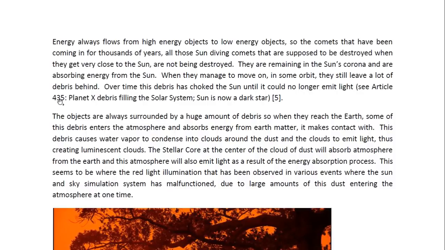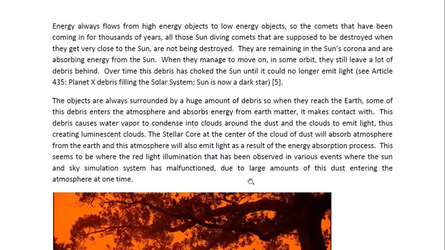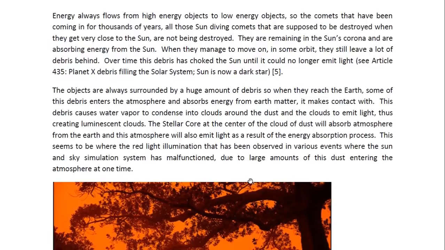And you may look at article 435, entitled Planet X Debris Filling the Solar System. Sun is now a dark star. The objects are always surrounded by a huge amount of debris. So when they reach the Earth, some of this debris enters the atmosphere and absorbs energy from Earth matter it makes contact with. This debris causes water vapor to condense into clouds around the dust, and the clouds to emit light, thus creating luminescent clouds.